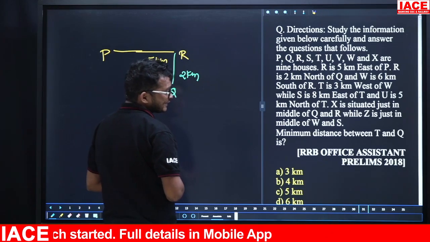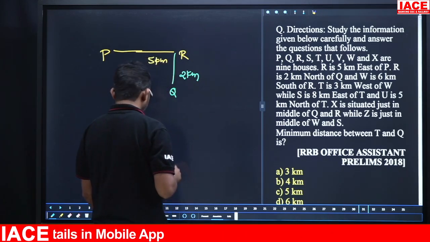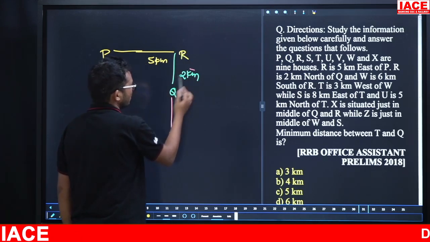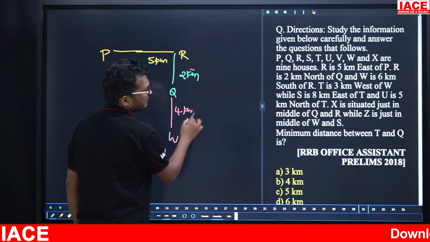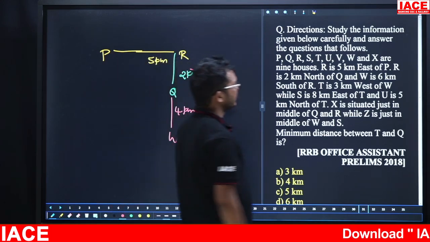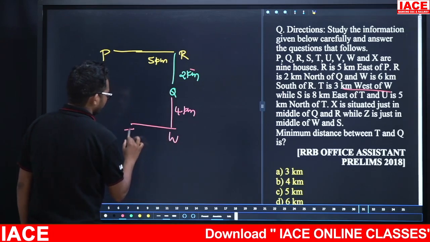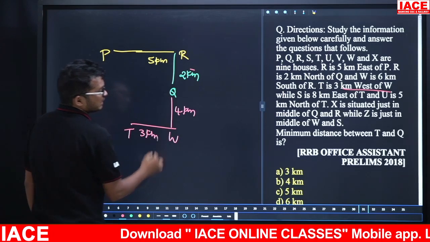And W is 6 km south of R. Take here W. This W is 6 km south of R. This one is 2, remaining is here 4 km. Next one, T is 3 km west of W. Friends, take here T. This T is 3 km west of W.